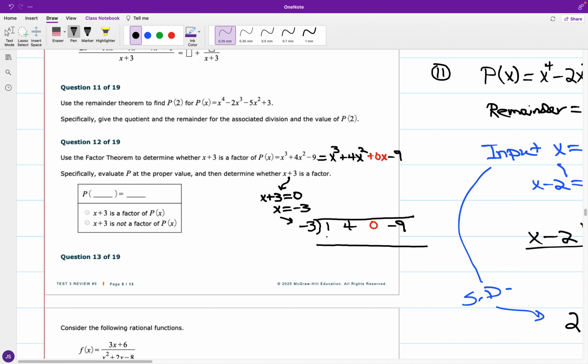So looking at this through the lens of synthetic division, 1 is brought down. Negative 3 times 1 is negative 3. 4 plus negative 3 is 1. Negative 3 times 1 is negative 3. 0 plus negative 3 is negative 3. Negative 3 times negative 3 is positive 9. And guess what? Negative 9 plus 9 is 0.